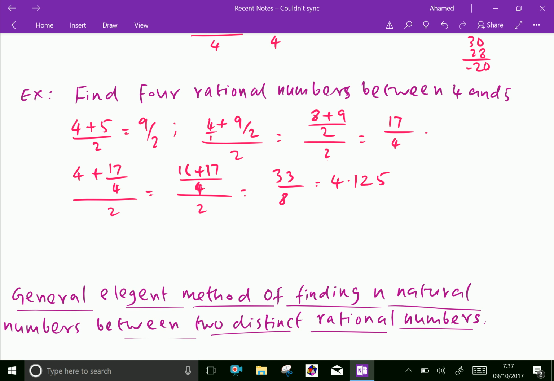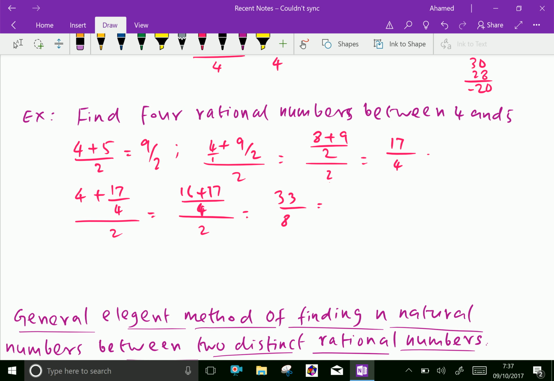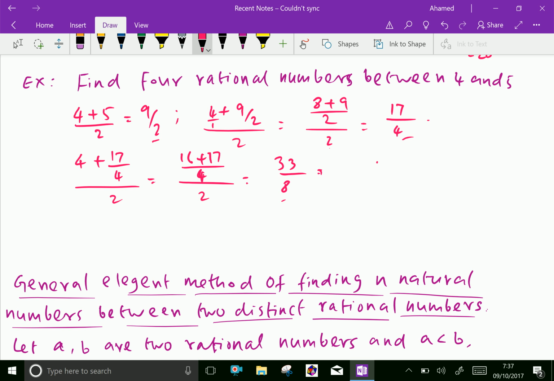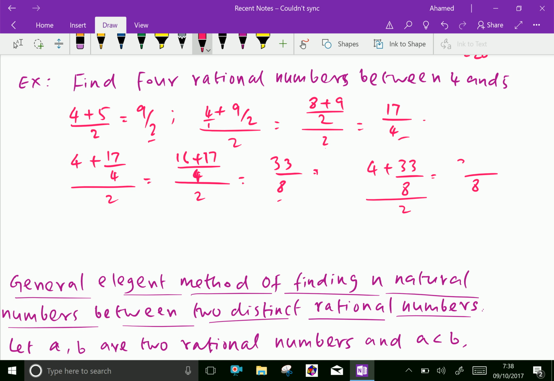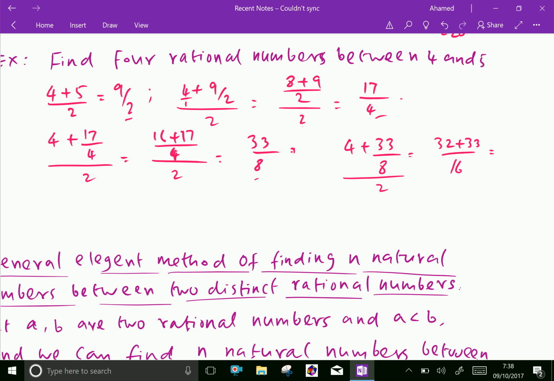Here also we can keep it in the same fractional form. Here we got 1, 2 and 3. One more number you can get, same 4 plus 33 over 8 over 2, which is equal, 8 is an LCM, 4 8s are 32, plus 33 over 16, which is equal to 33 plus 32 is 65 over 16.